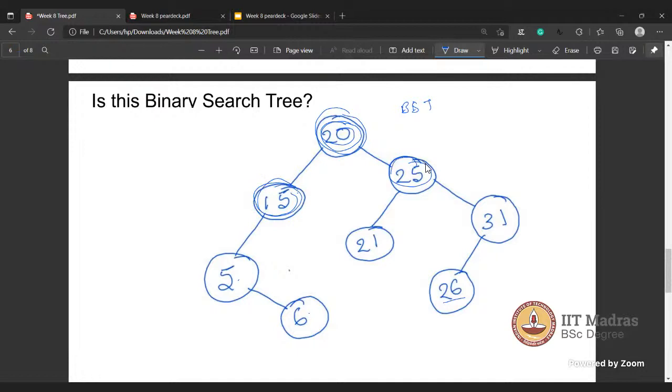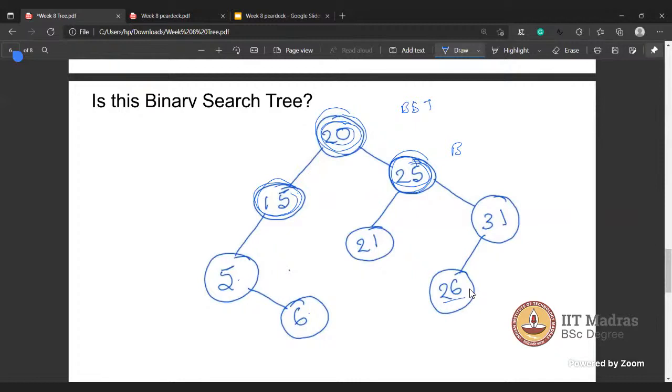Then check this node, 25. 21 is less than 25, yes. 31 is greater than 25, yes. Then 26 is greater than 25, yes. So it satisfies the BST condition. So you have to check each node like this. Everyone got it?